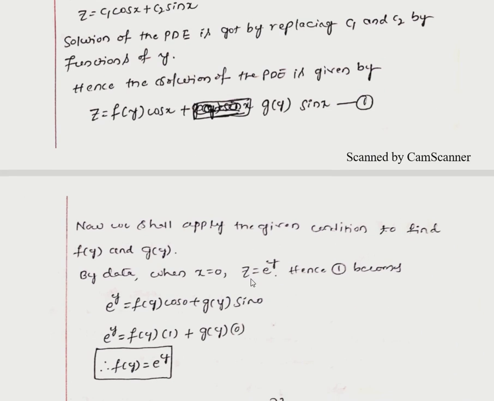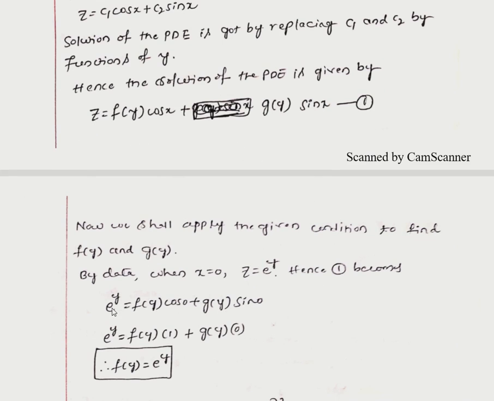When x is equal to 0, z is equal to e power y. Therefore, equation 1 becomes z is equal to e power y. Z is equal to e power y, that is equal to f of y. What is x? X is 0. Therefore, cos 0 plus g of y sin x is 0, sin 0. Here sin 0 is 0.